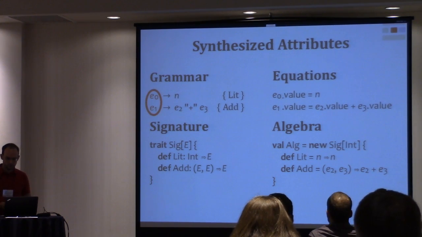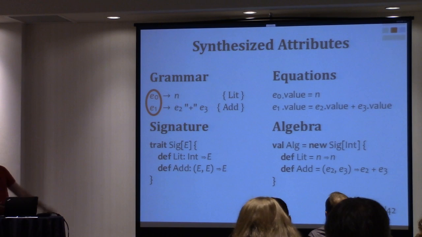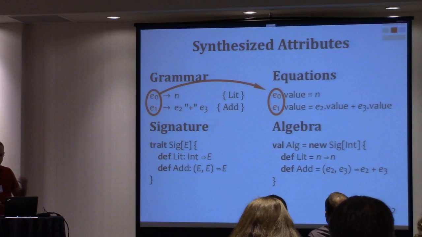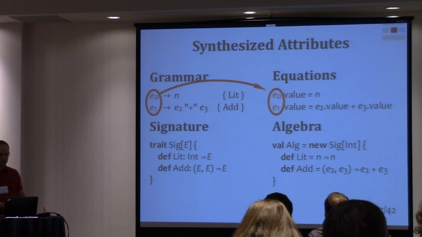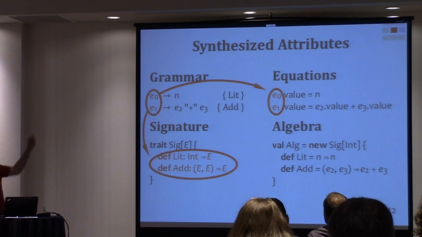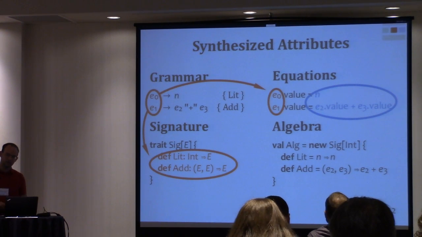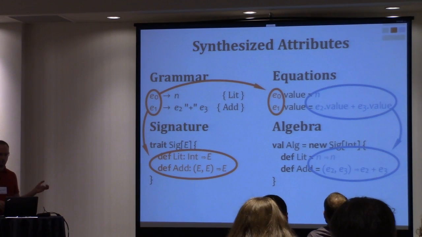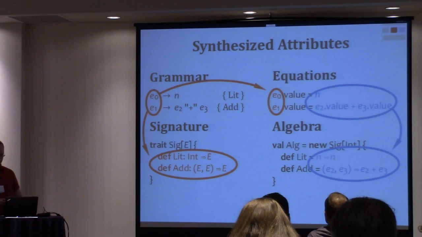So what's interesting to note here is that in order to write the lower row, if you know the upper row, you need to look at all the left-hand side occurrences of nonterminals in your grammar. And for all of these left-hand side occurrences, you need to provide an equation because it's synthesized attributes. And they work like this. Okay? And that means that in our signature, we should also have one method for each of the left-hand side occurrences of nonterminals in the grammar. And then we can just take the right-hand sides of the equations and copy them down to the right-hand side of the methods in the algebra. Okay, so that's how you do synthesized attributes with algebras.